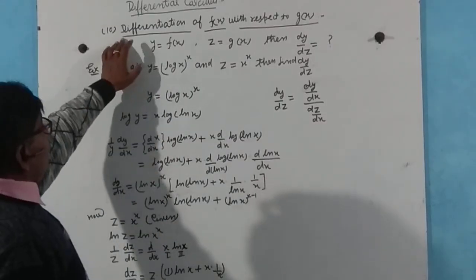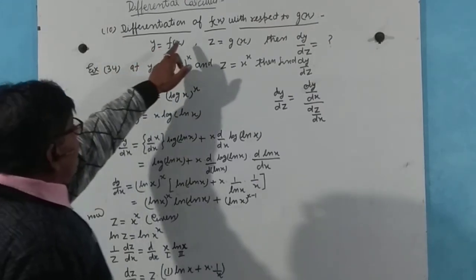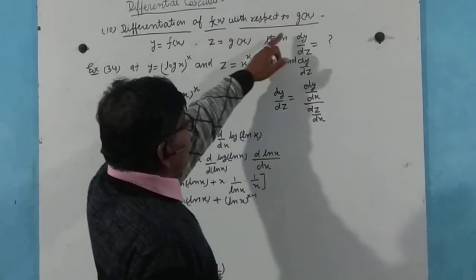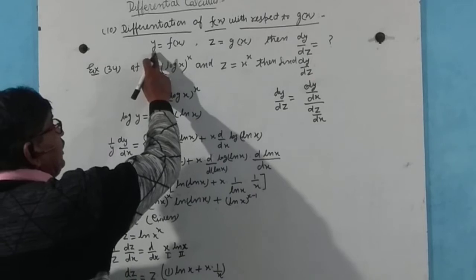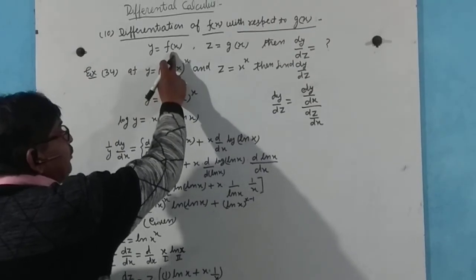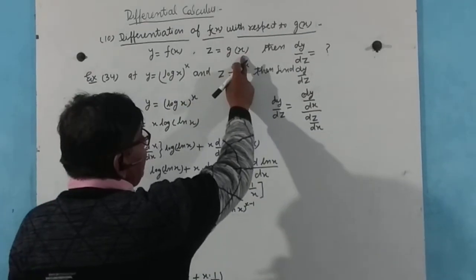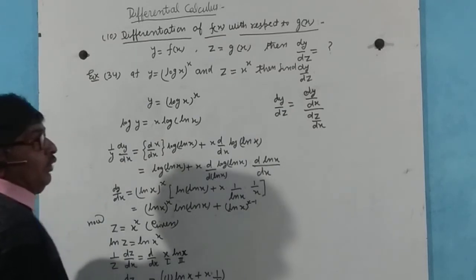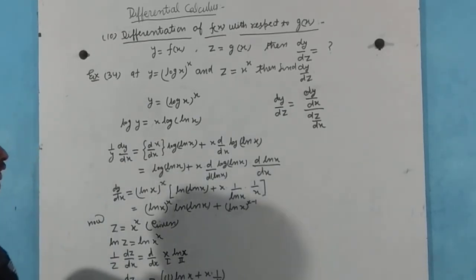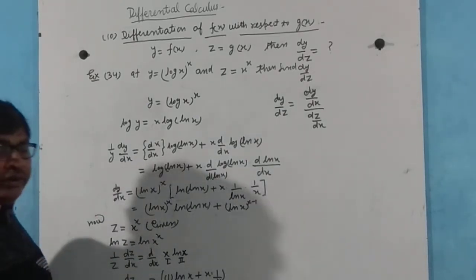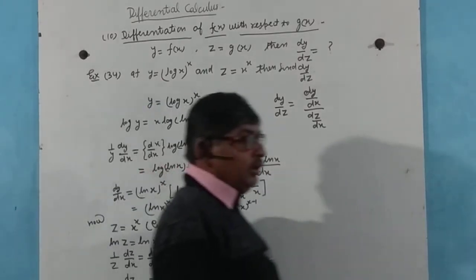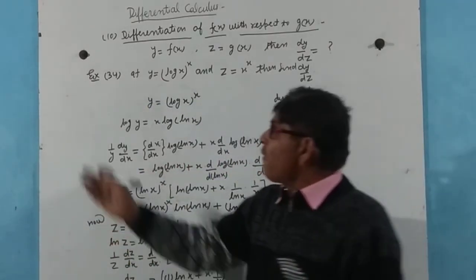Now, differentiation of f(x) with respect to g(x). Let us suppose that y is equal to f(x) is a function and z is equal to g(x) is a function. Then we have to find dy by dz here. Now we take one example here.